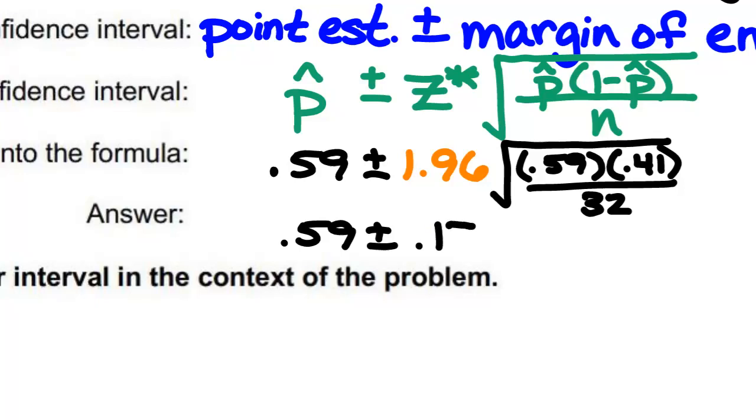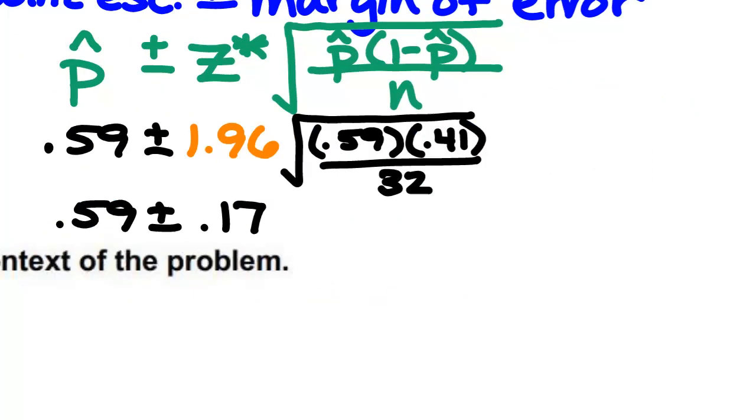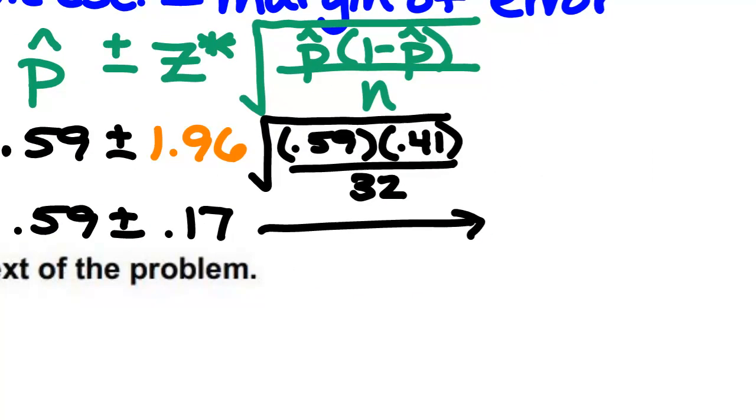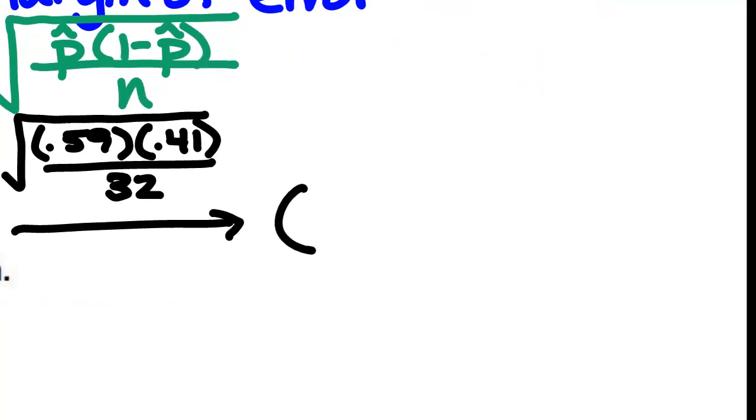0.17 for our margin of error. 1.96 times the square root of 0.59 times 0.41 over 32. So you should have gotten 0.17 for your margin of error, which means our interval would be what? 0.42 to 0.76.